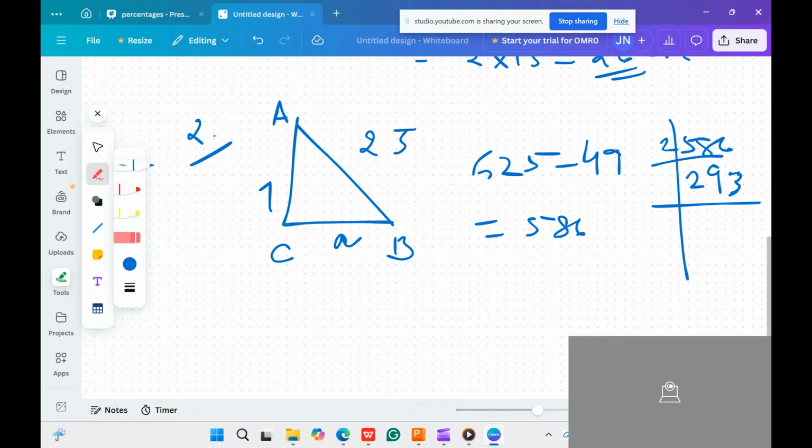11. Isn't it 576 and not 586? Just check. Somewhere the calculations have gone wrong.